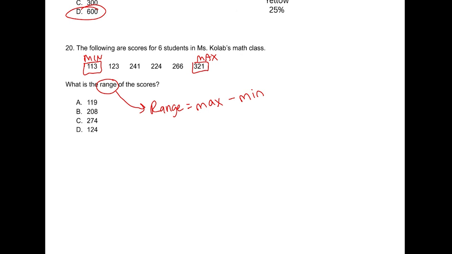So just be ready to look around in the list and try to find those maximum and minimum values. As long as you know what range means, this problem's not that hard. You're just going to subtract the largest number minus the smallest number. And so we get 321 minus 113, which is 208. So the correct answer is B.